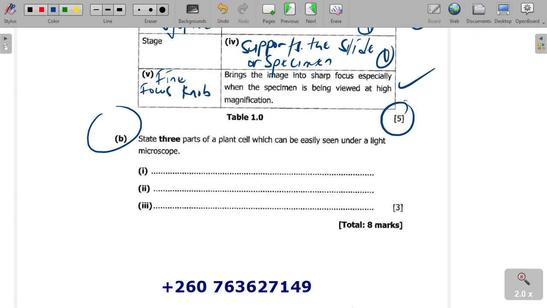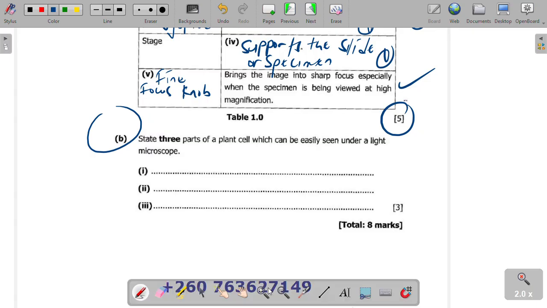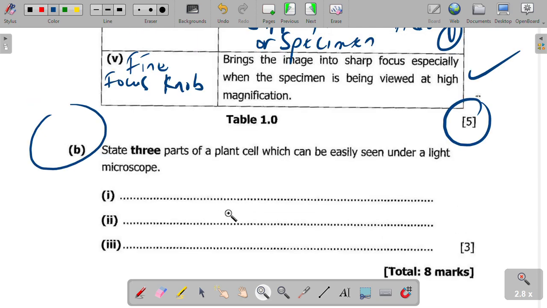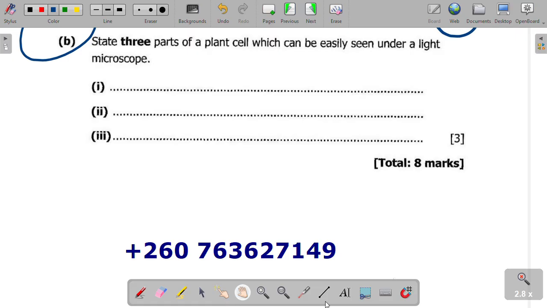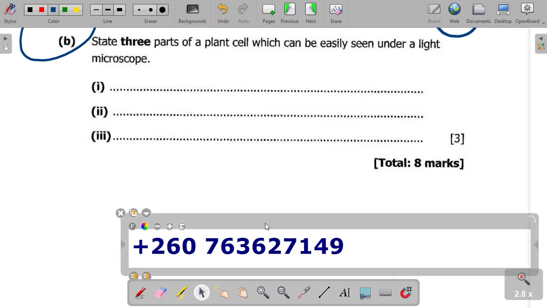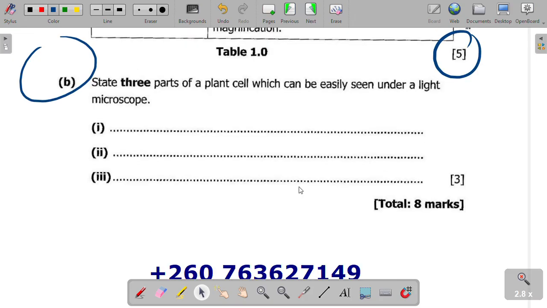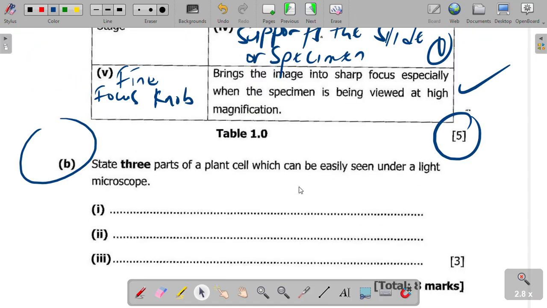Okay, part B of our first question. Let me just try and magnify a bit. Okay, this is better. Let me also try to move my number a bit there. All right, so let's continue.